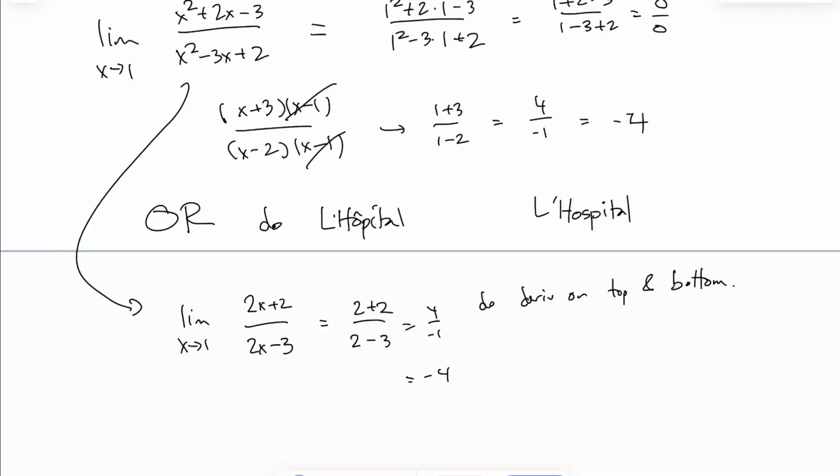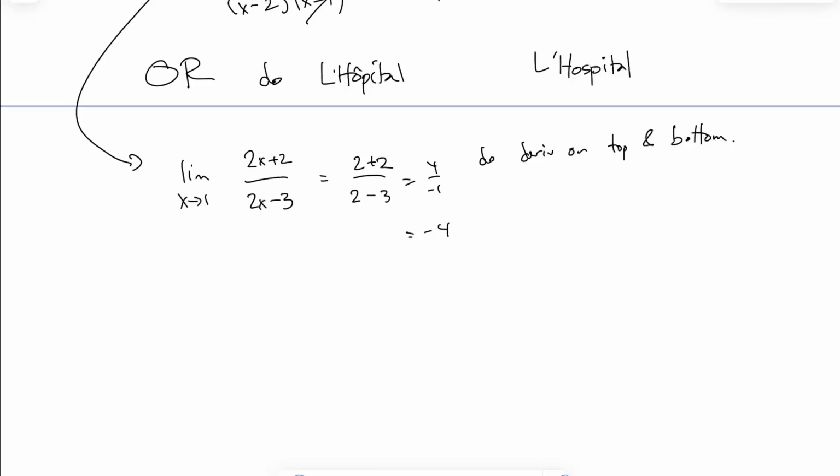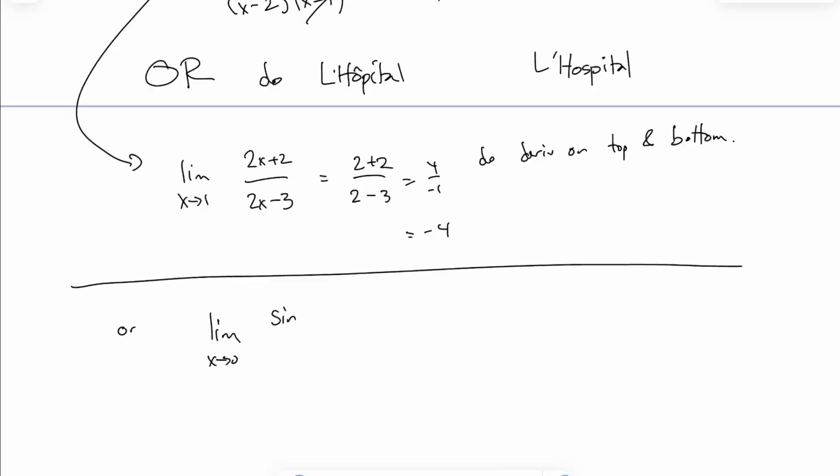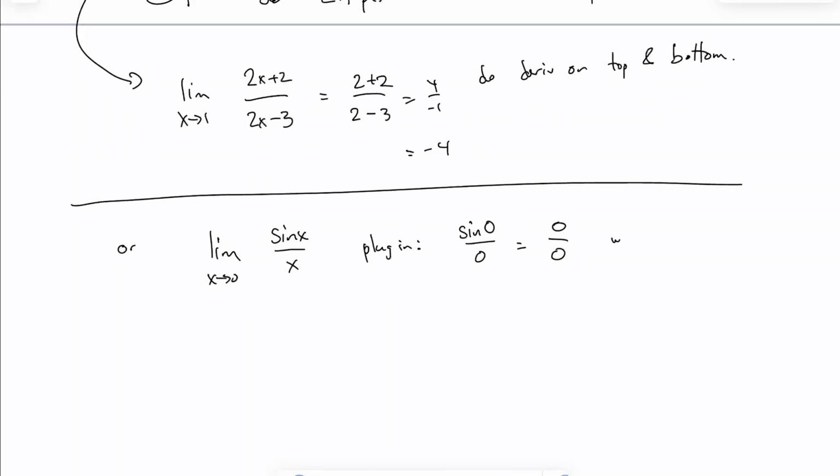All right? There are some examples when really there is no alternative to doing the L'Hopital rule. You could do something like the limit as x approaches 0 of sine x over x, right? If I just try to plug that in, I get sine 0 over 0, and sine of 0 is 0, so this is 0 over 0, all right? So you don't get an answer if you just try to plug in. But since I got 0 over 0, that means we can do L'Hopital's rule.